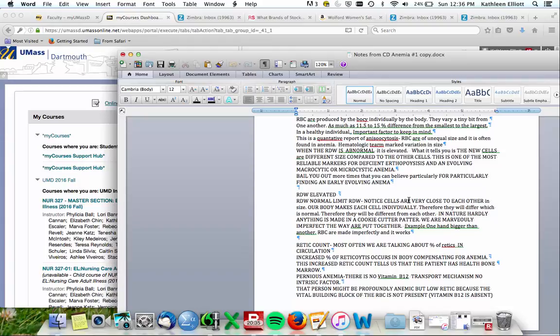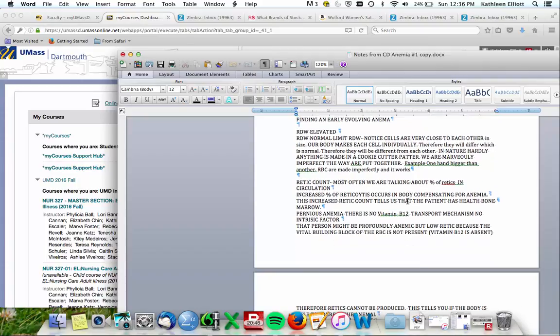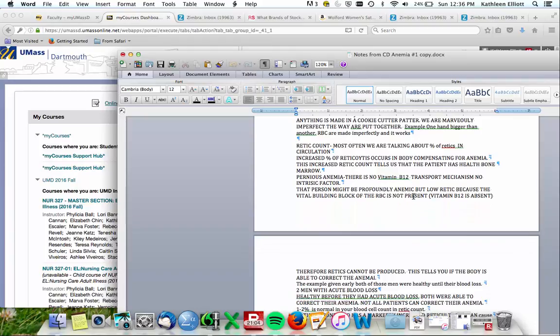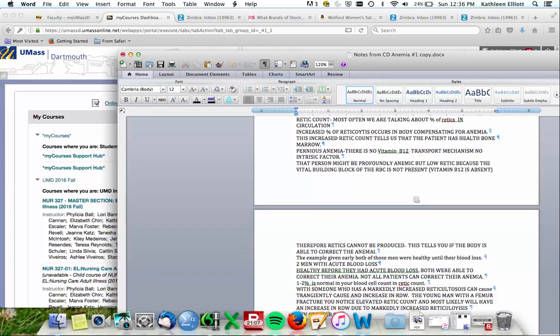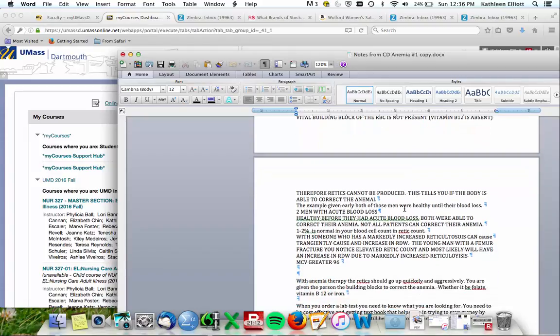Retic count, most often we are talking about a percentage of retics, even though it's called retic count in the circulation. An increased percentage of reticulocytosis occurs in the body, compensating for anemia. This increased retic count tells us that the patient has a healthy bone marrow. In pernicious anemia, there is no vitamin B12. The transport mechanism, there is no intrinsic factor. That person might be profoundly anemic, but low retics because the vital building block of the RBC is not present. The vitamin B12 is absent. Therefore, retics cannot be produced.